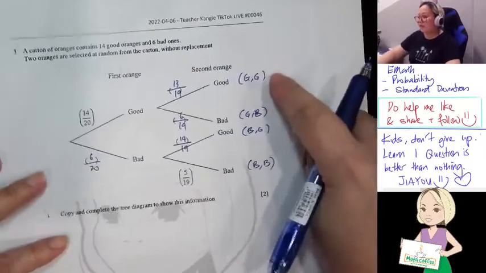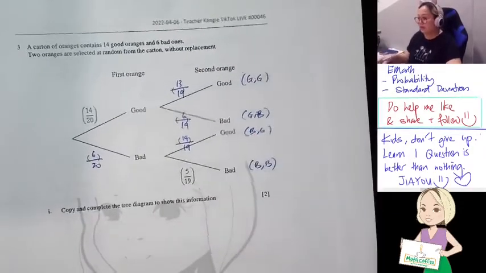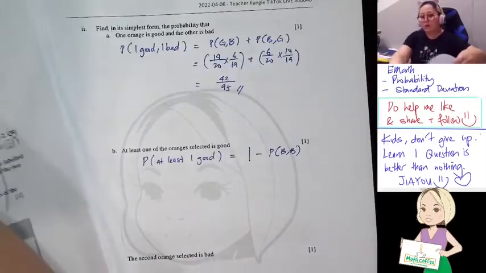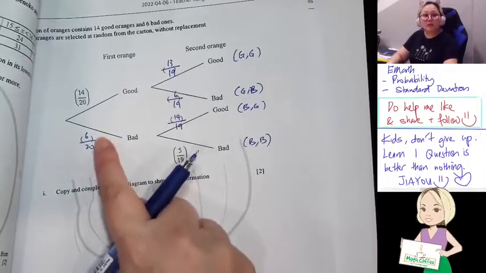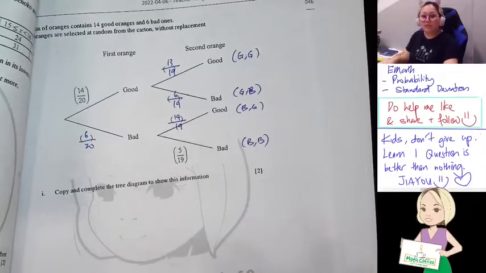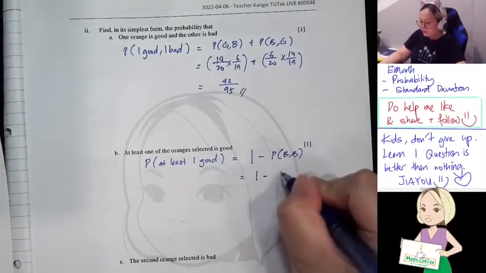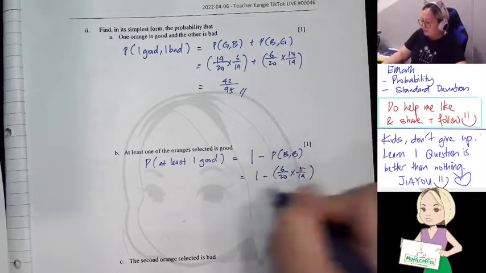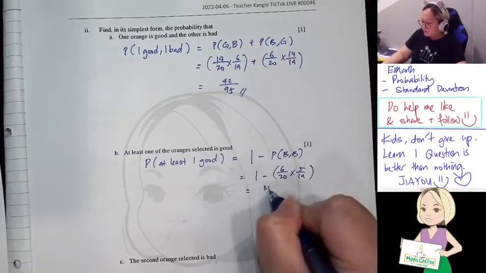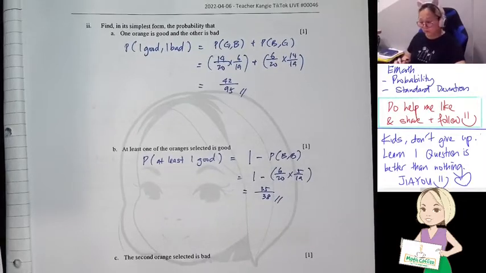So you can either find these three and add together or take one whole minus this, you will still get these three. Okay? So I will go and find my bad bet. My bad bet is 6 out of 20 times 5 out of 19. So it will be 1 whole minus 6 out of 20 times 5 out of 19. And that will give us 35 over 38. Done.